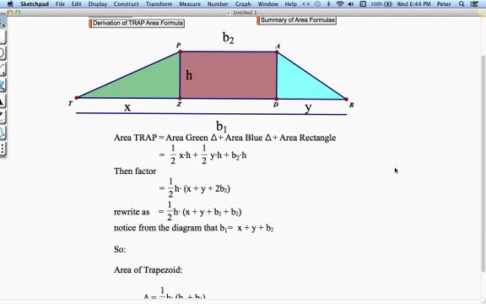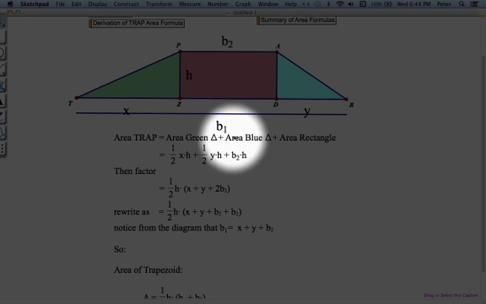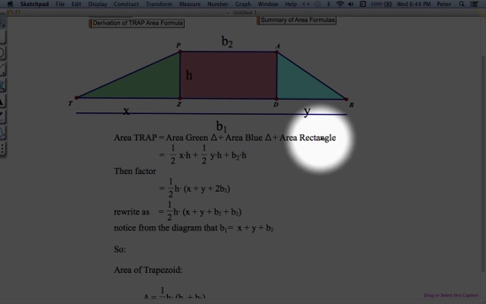The first thing I'm going to do is divide base 1 down here into three parts. The base of the first triangle, the green triangle, I'm going to call x. The base of the blue triangle, I'm going to call y. And notice that the base of this rectangle is going to be the same as the upper base, that's base 2. So I could think of it as being down here, or we'll just leave it up there for now. Okay, so the area of this trapezoid is going to equal the area of the green triangle plus the area of the blue triangle plus the area of the rectangle.